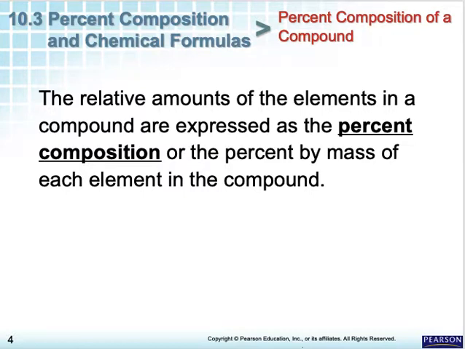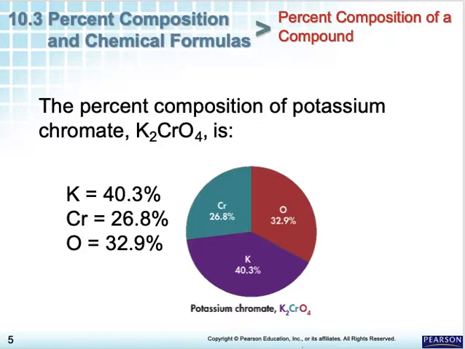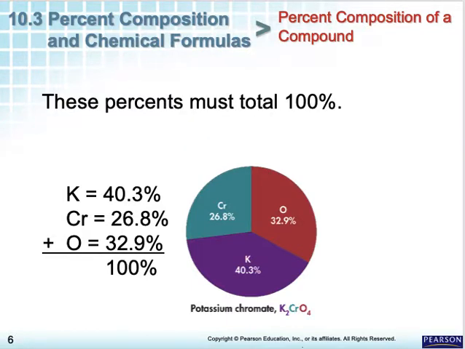We're going to take the part and divide it by the whole. So the relative amounts of the elements are expressed as a percent composition or percent by mass for each compound. So if we look at potassium chromate, we can figure out the mass of potassium and multiply that by 2, plus the mass for chromium, and then plus 4 times the mass of oxygen, and that would be our total, and then we could do each one individually. So I think you guys are going to catch right on. The percents must total 100, so that makes sense.